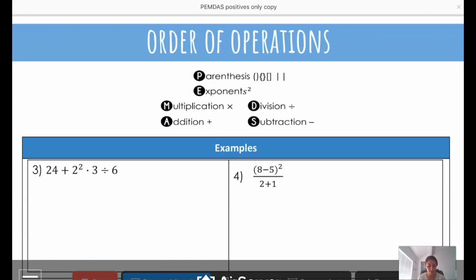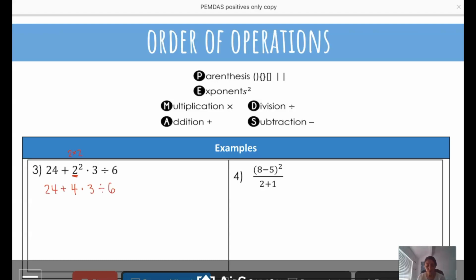Are there exponents? Yes, there's 2 with an exponent of 2. And remember, the exponent tells me to take that base of 2 and multiply it by itself that many times. So in this case, it's representing 2 times 2, which is 4. So now that I simplified the exponents, I can bring down everything else I haven't done yet.